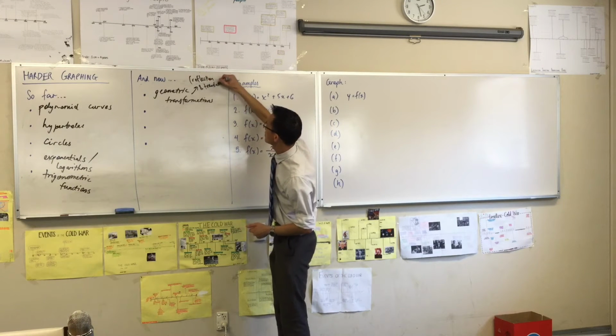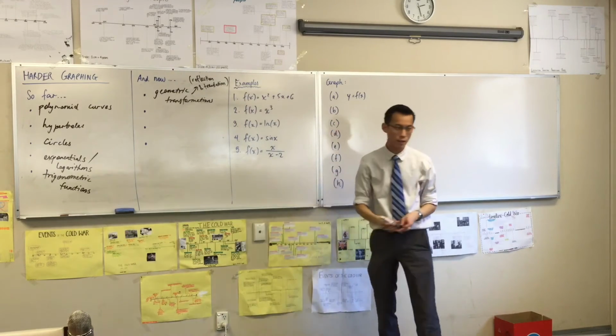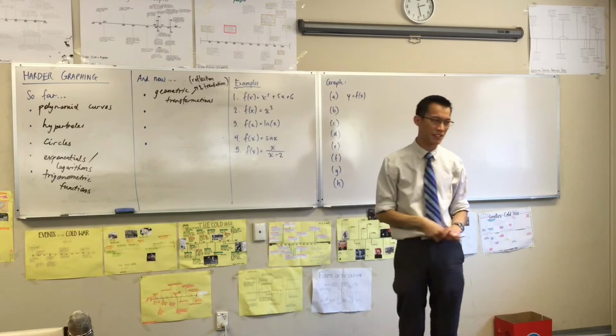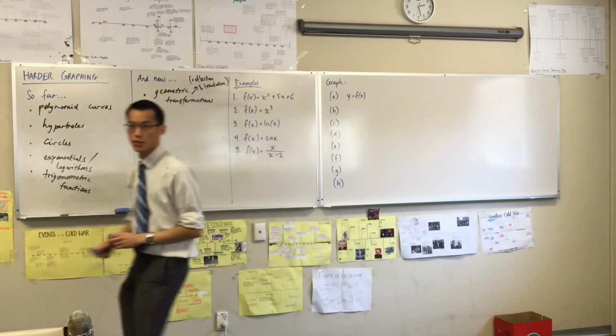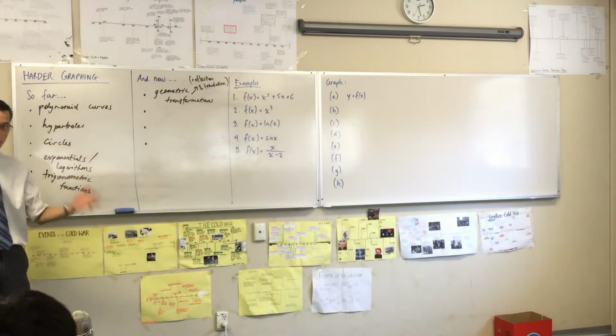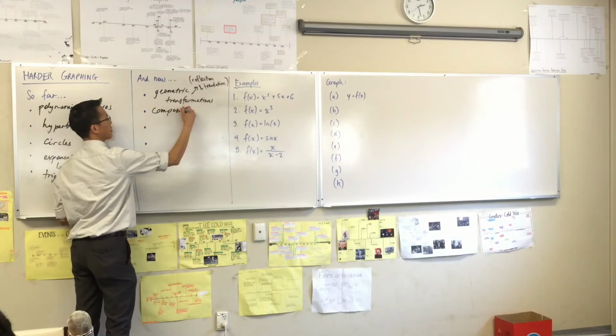As it happens, with the kinds of things we know how to graph, rotation is actually surprisingly difficult to do. So we leave off it for now, okay? So geometric transformations. The second thing we learn about doing is about composing graphs.